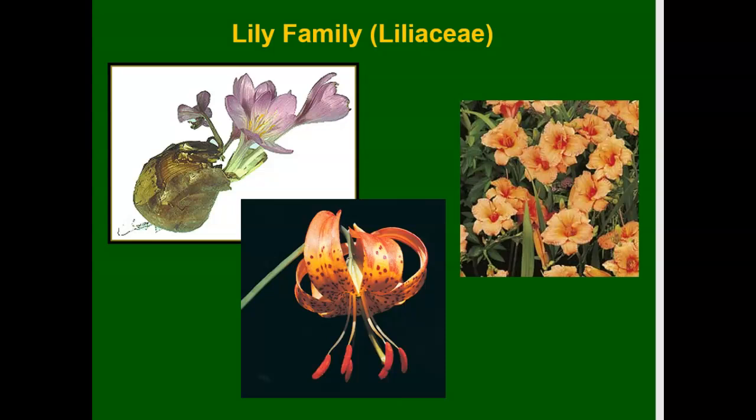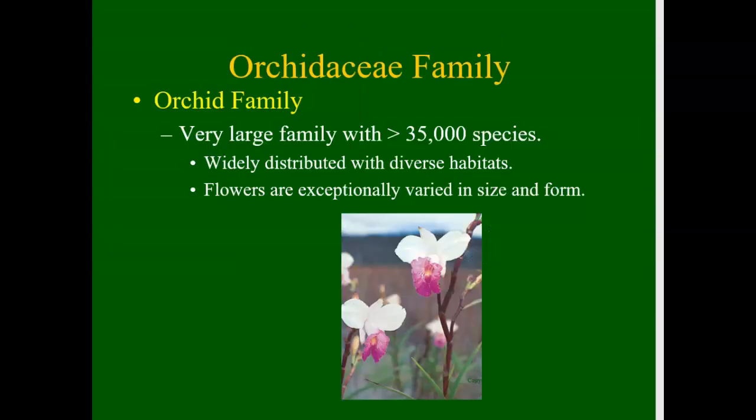Again, these are all monocots, and so typically you would find parts in threes. In the case of that tiger lily there, you can see there are 6 stamens and 6 petals. Generally lilies follow that rule pretty much most of the time.